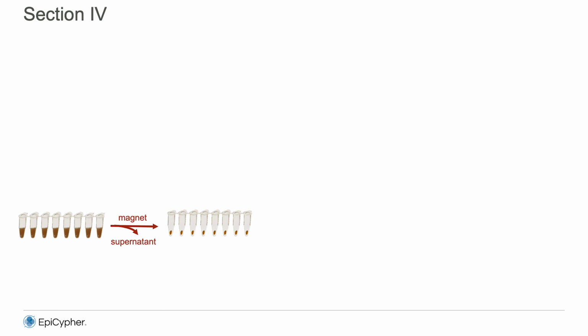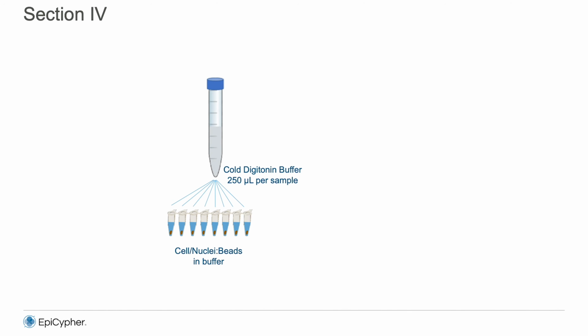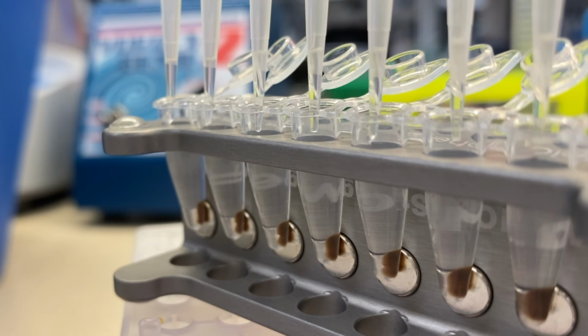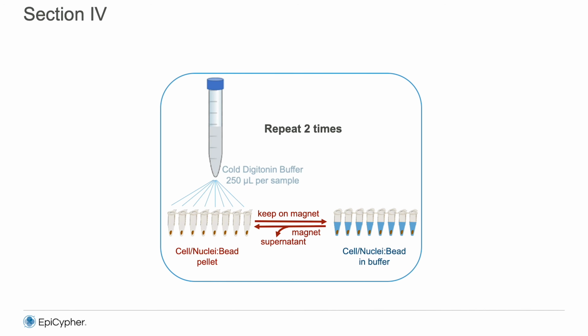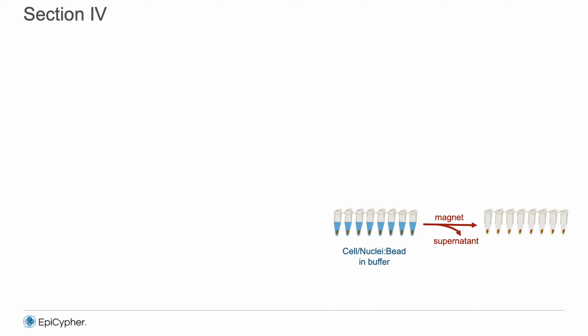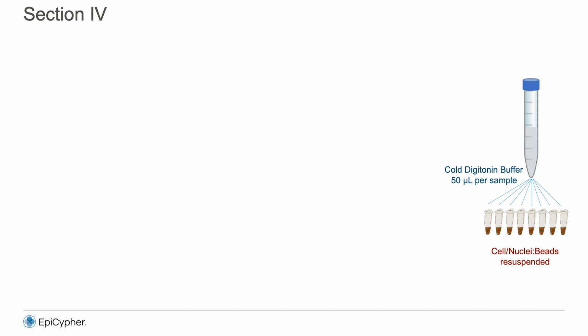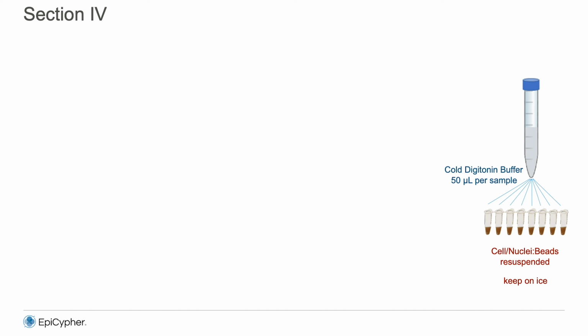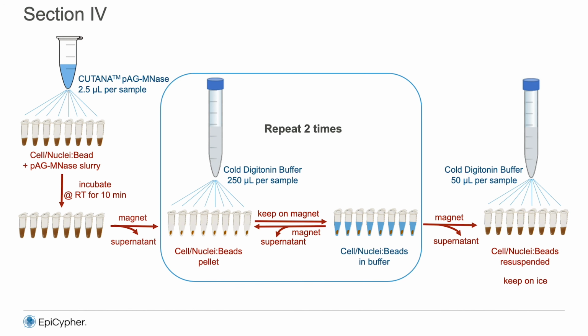While keeping the tubes on the magnet, add 250 microliters of cold digitonin buffer to wash the bead pellet. Remove the supernatant and repeat for a second time. When the supernatant from the final wash is removed, you may remove tubes from the rack and resuspend with 50 microliters of digitonin buffer. Again, thoroughly resuspend any clumps. Set your tubes on ice. Here's an overview of Section 4 of the protocol.